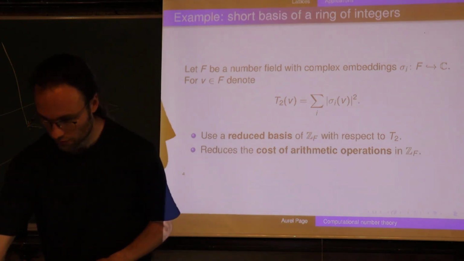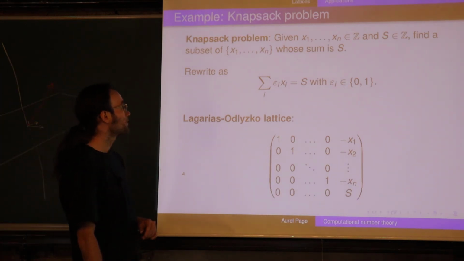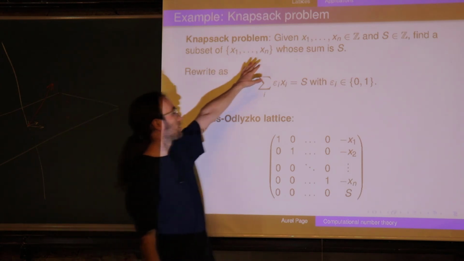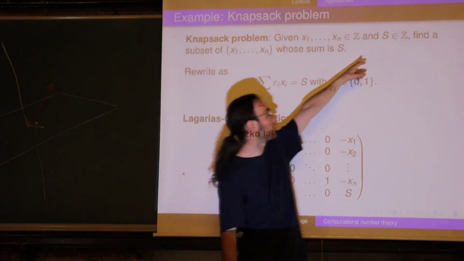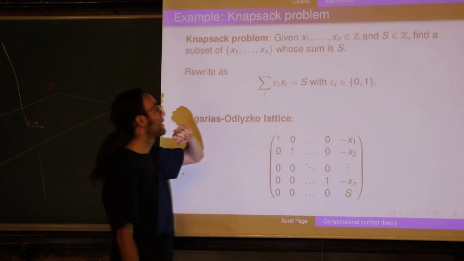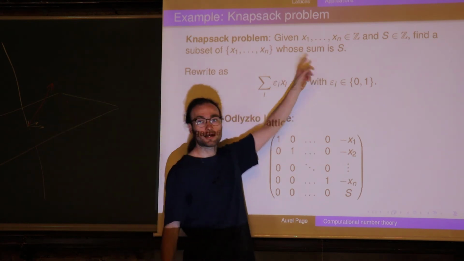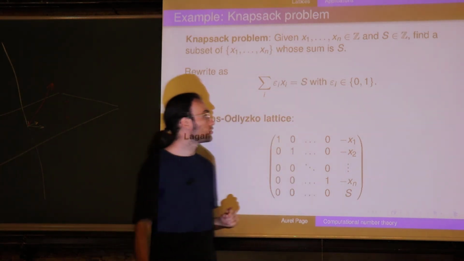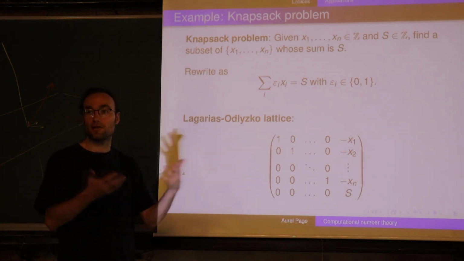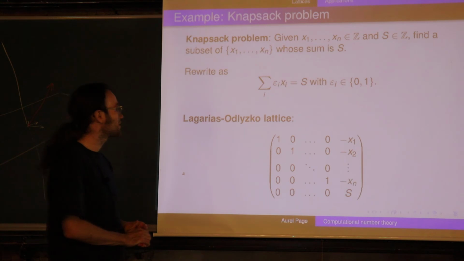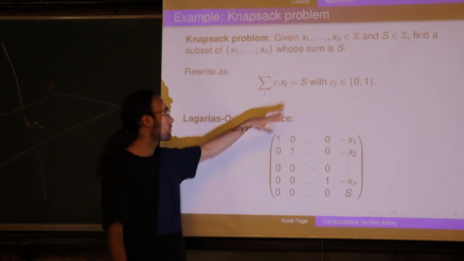Okay, an example of the second type is the knapsack problem. So it's the following problem. You are given a bunch of integers, x1 to xn, and a target sum s, and you want to find a subset of x1, ..., xn whose sum is exactly s. To make it an actual lattice problem, you first have to reformulate it as a linear problem, and you will simply write it like this: the sum of some coefficients times xi equals s.